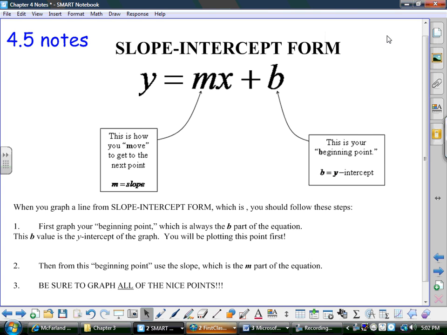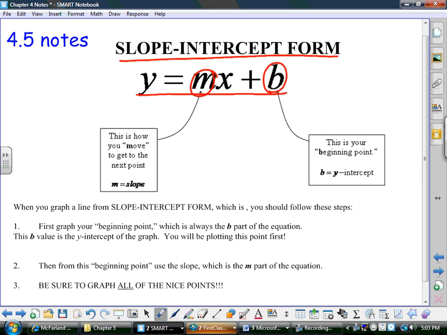4.5 notes are back to graphing lines, and this time we have a shortcut for how to graph the lines. If the line is written in slope-intercept form, there's a quick and easy way to graph the line. Slope-intercept form is y equals mx plus b. In that equation, the m and the b each stand for something.